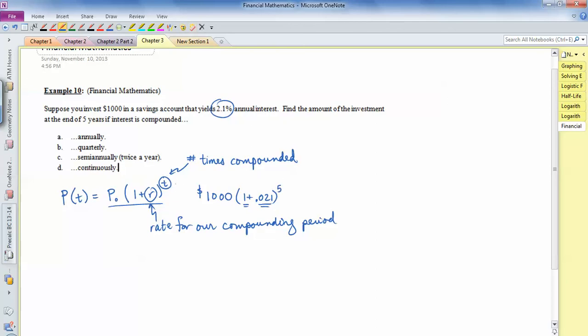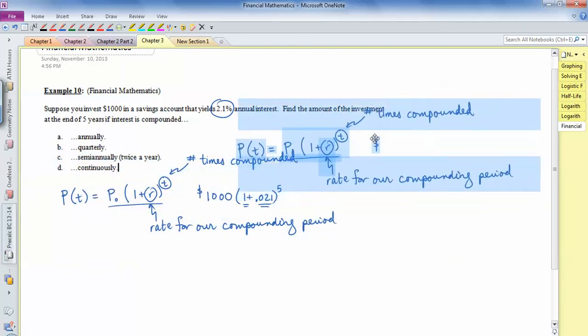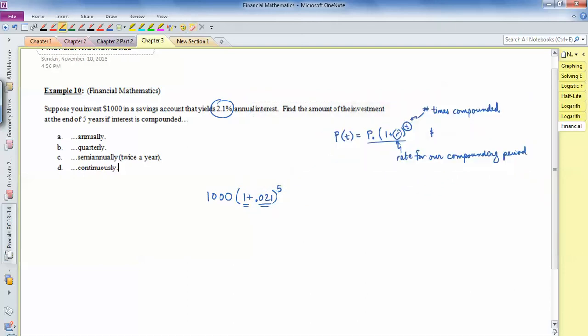Oh, actually, let me not write equals there. Let's do this. I'll move this over. Let's put that up here somewhere. Okay. And the reason I did that was this was the general formula. This is P of 5 for part A. Okay. And if you plug that into a calculator, you end up with $1,109.50 plus some small decimals that come after that.